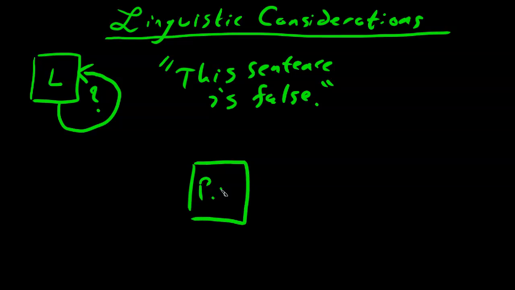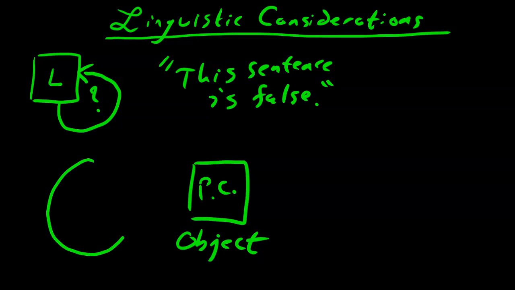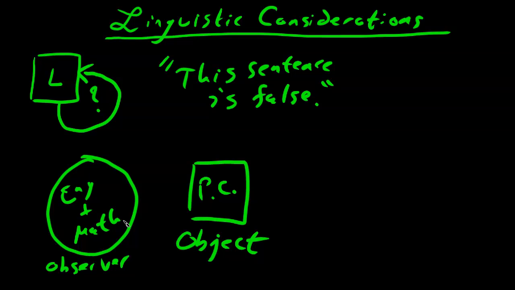We have the propositional calculus, which we are studying, and since it is the object of our study, we will call it the object language. We are the observers in this study, and so we also have an observer language. And in this case, our observer language is primarily English, augmented with certain mathematical symbols.